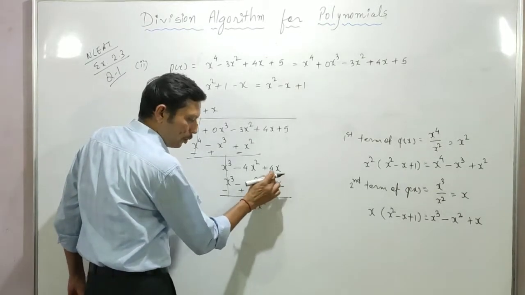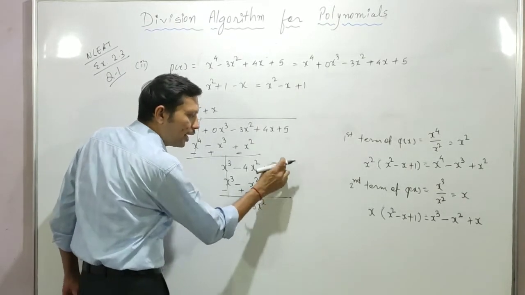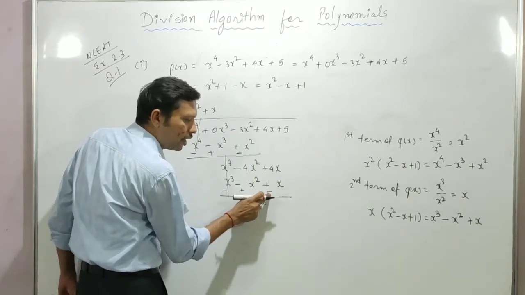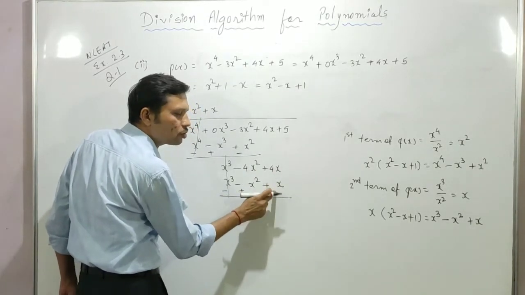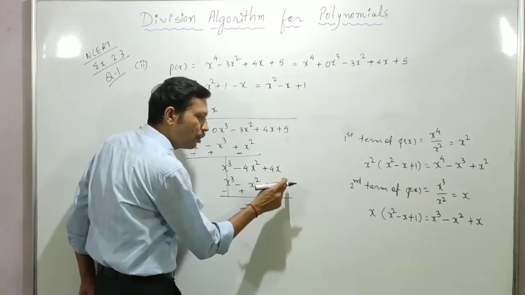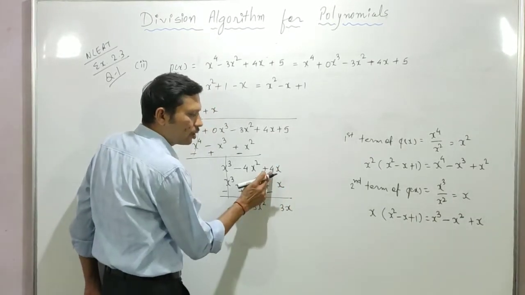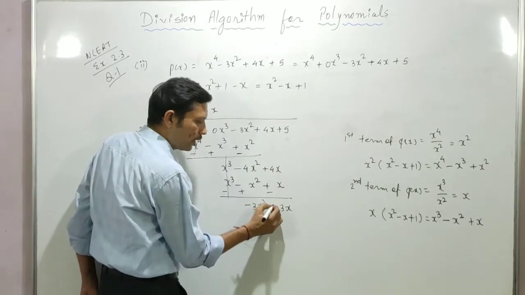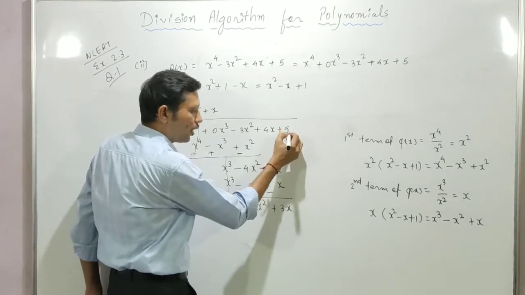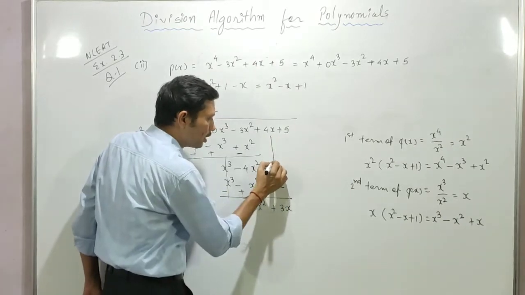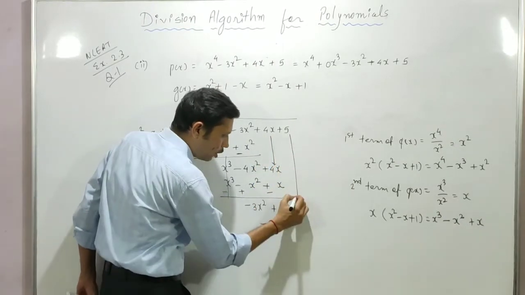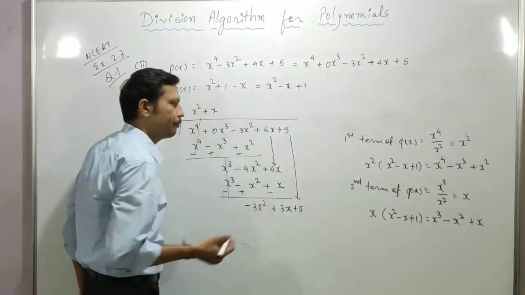Now 4x and the x, again both are like terms, but this one is positive and this one is negative, so different signs, so we have to subtract. From the 4x I will subtract 1x, so what is left? 3x, and the sign of the greater term, that is the 4x, so the sign is plus. Now one term is left, 5, that we should carry here. Here we carried 4x, and now we will carry plus 5.